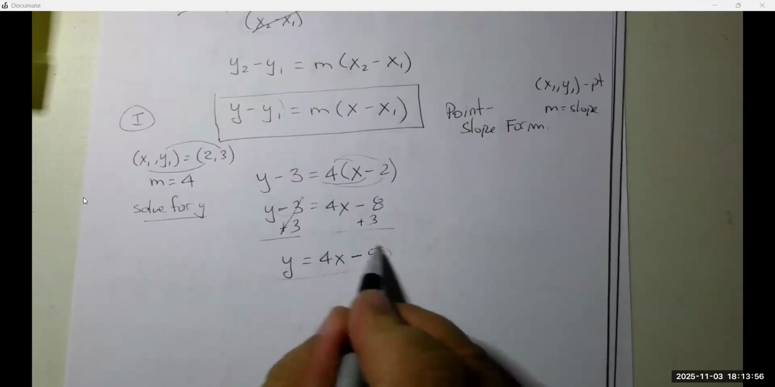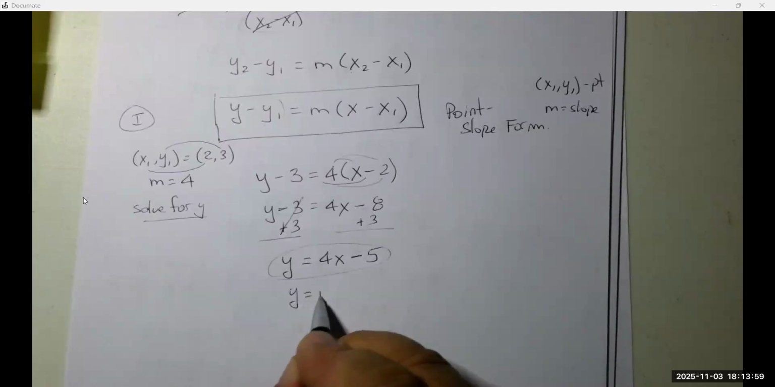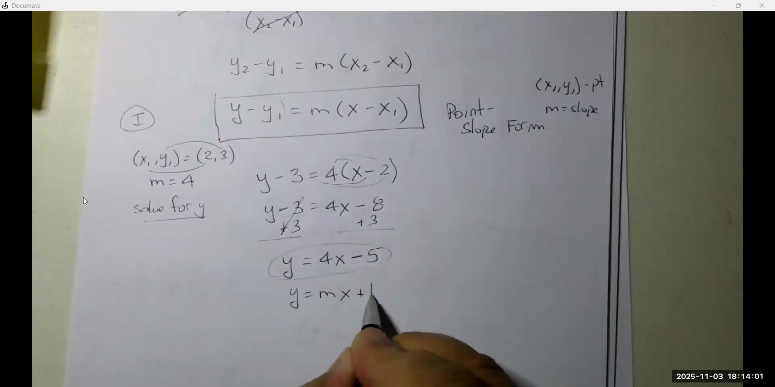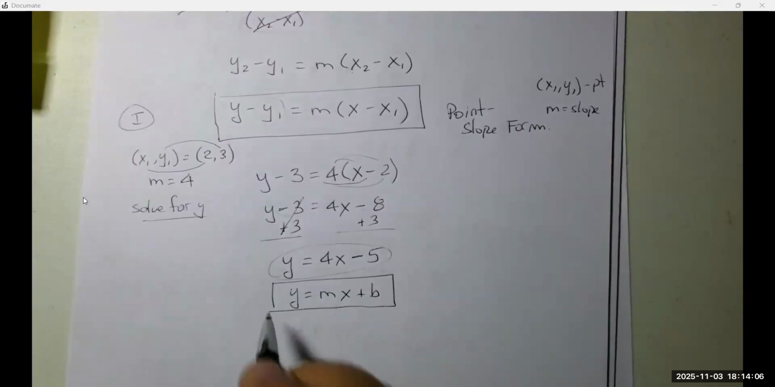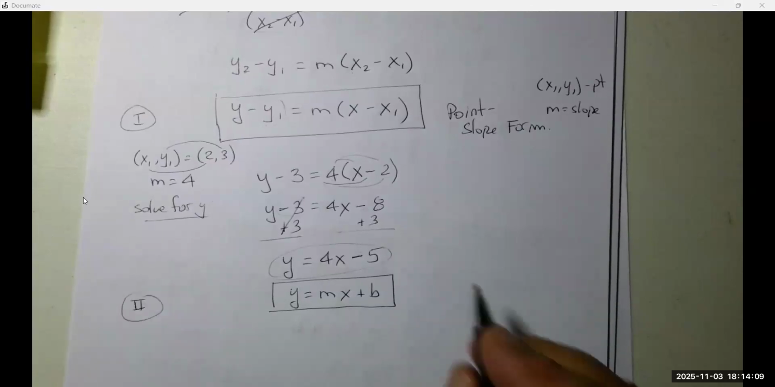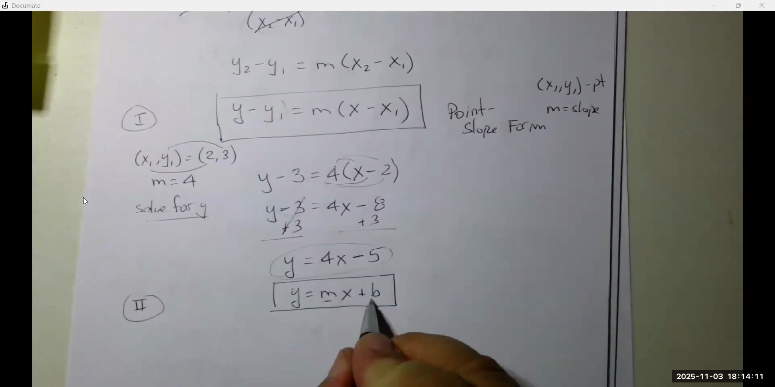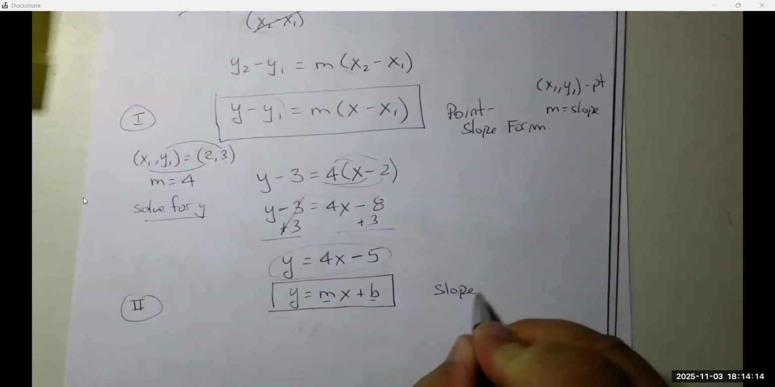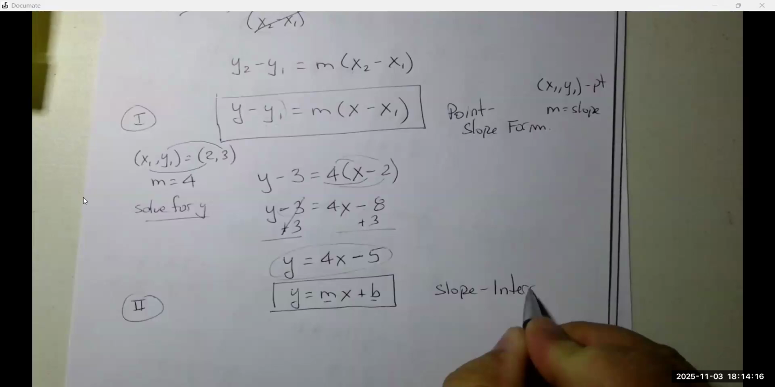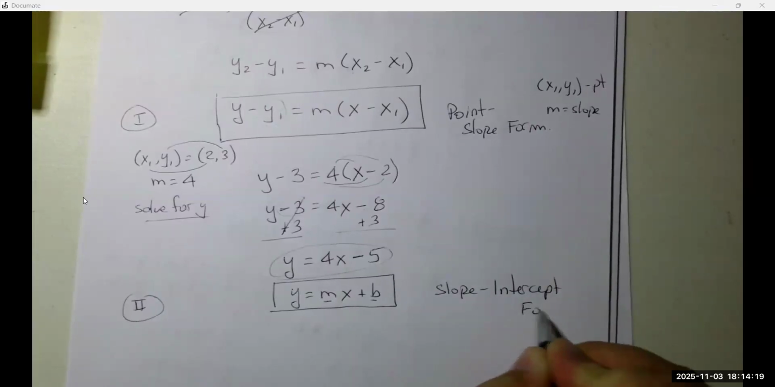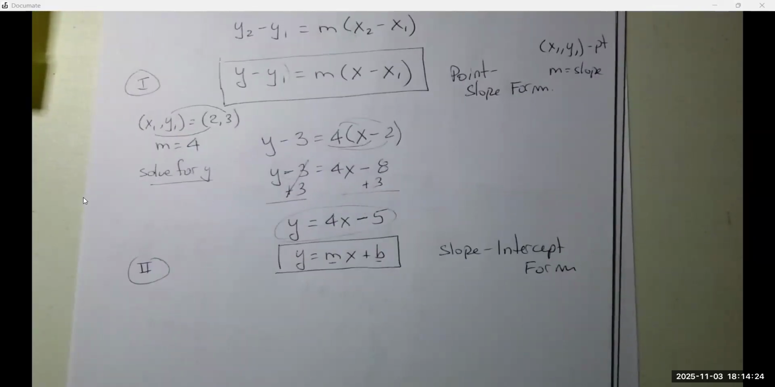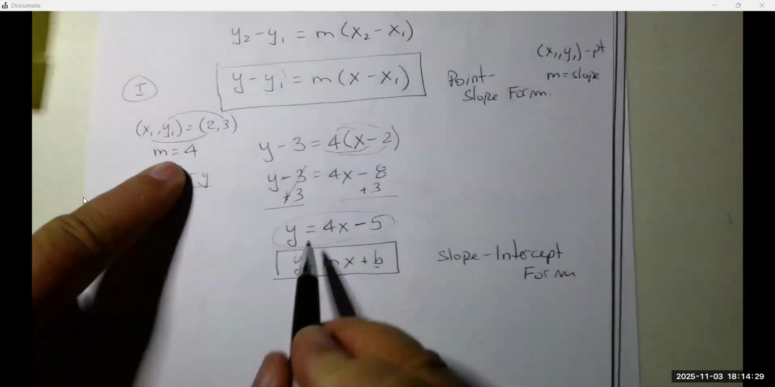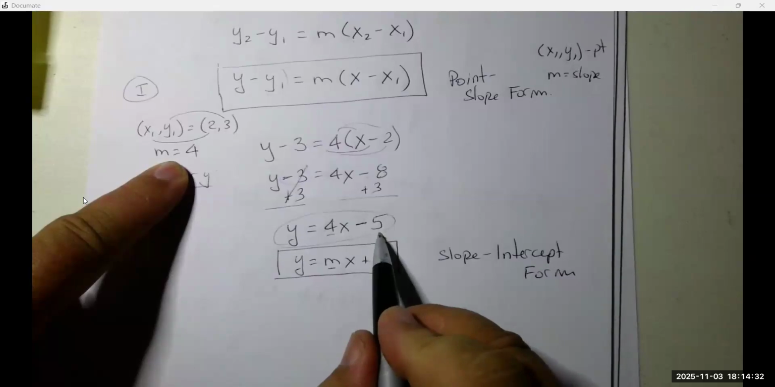And remember what this formula looks like? This is the second formula. This is the slope intercept. Remember, our slope was 4, that's what it is. And this is our y-intercept.